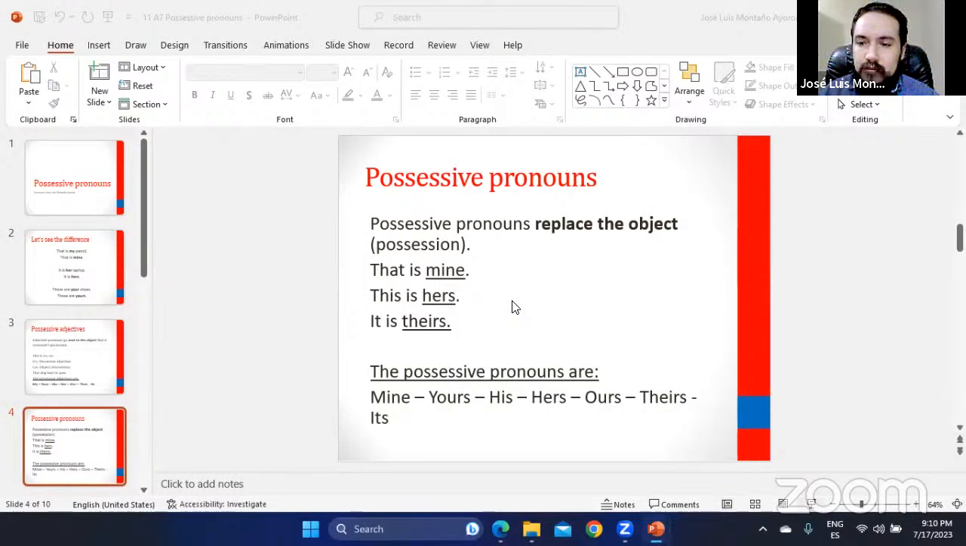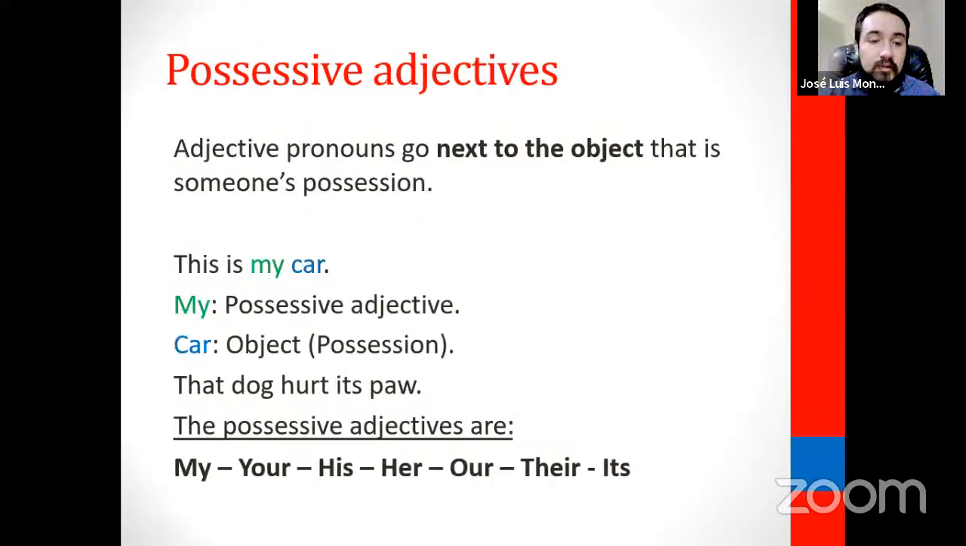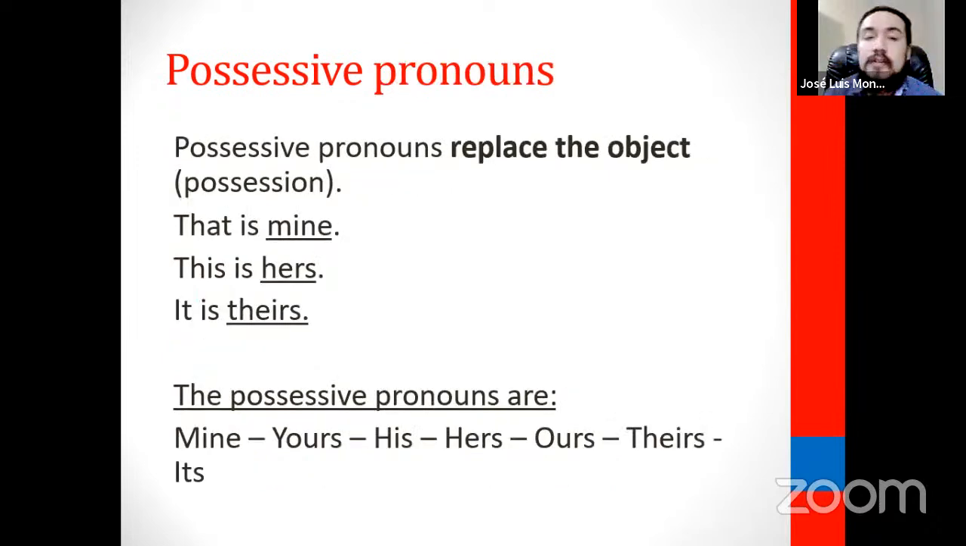And we were here. All right, so those are possessive adjectives: my, your, his, her, our, their, its. This is not the topic. We are just reviewing that to be sure. Now, this is the topic.